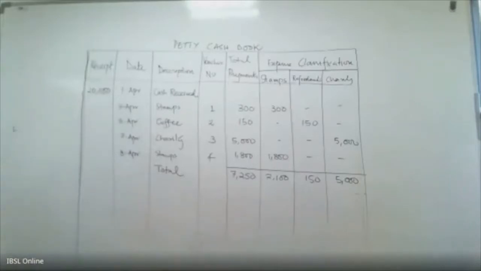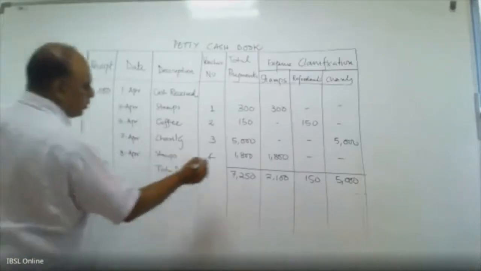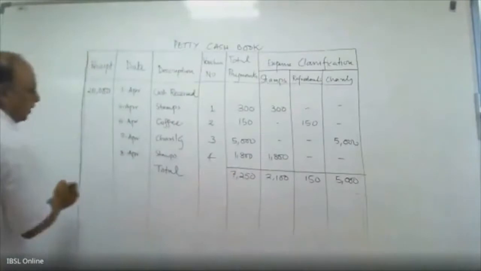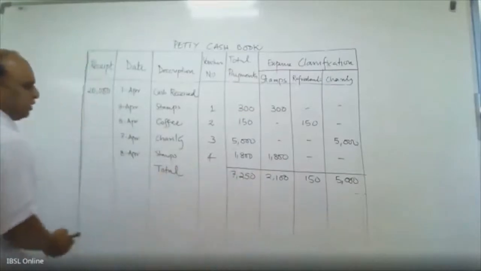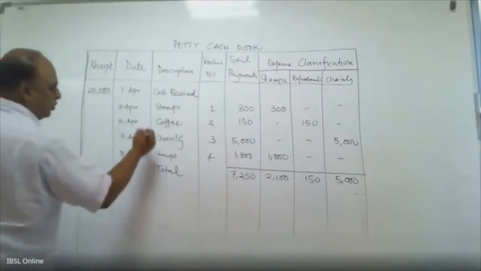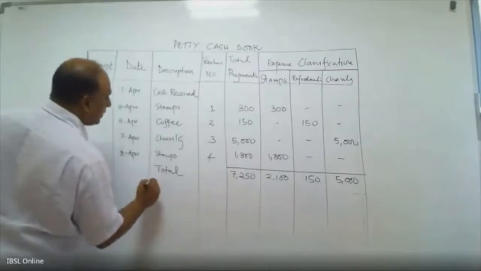Now what will happen? This 7,250 will get deducted from here, because you have made this amount of payments in the cash book. So now what will happen? You will say payments.